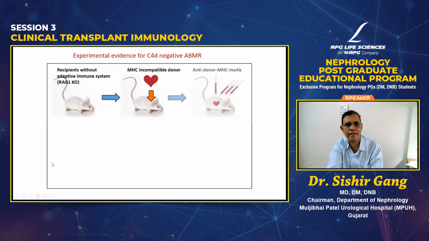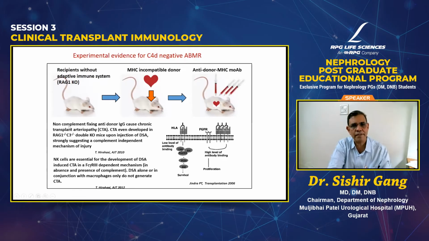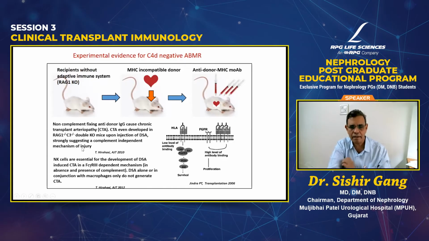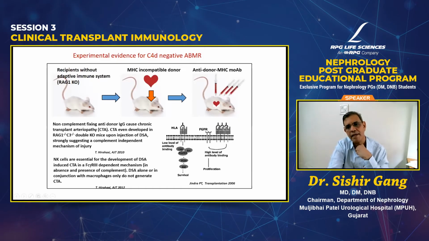Another important thing I want to tell you is the evidence that there can be C4d-negative antibody-mediated rejection. These are non-complement-fixing IgG. It can cause chronic transplant arteriolopathy. This has been studied in double knockout mice, which are knockout for RAG1 and C3. That means there is no complement activation happening. Despite this, when you give antibodies to these animals, they engage the NK cells, as I showed you in the previous diagram, and then they start damaging the graft.